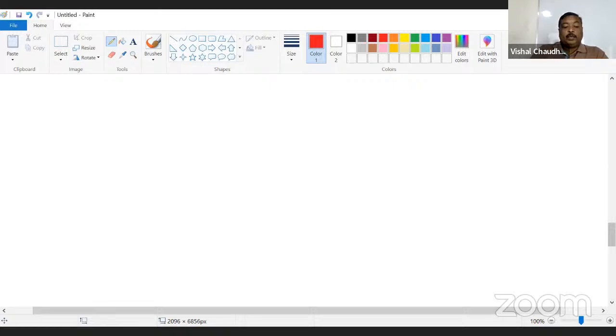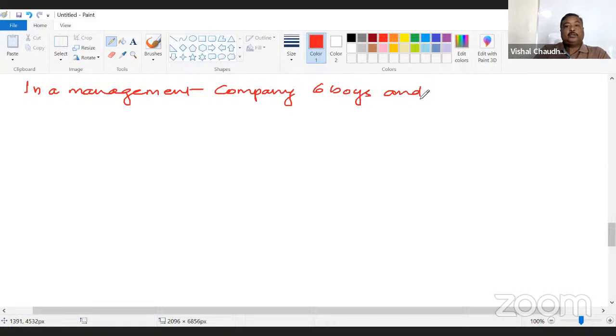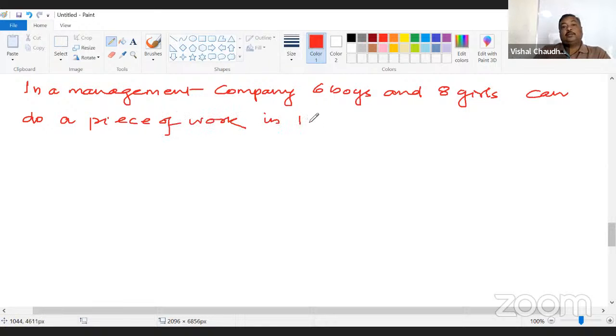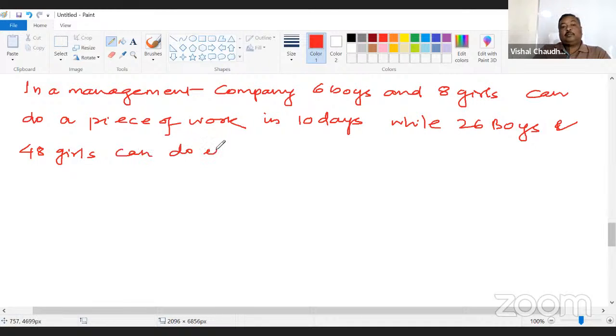It says, in a management company, six boys and 8 girls can do a piece of work in 10 days, while 26 boys and 48 girls can do it in 2 days.